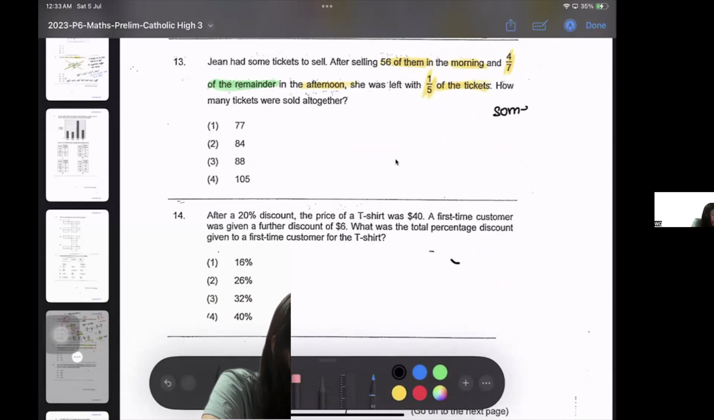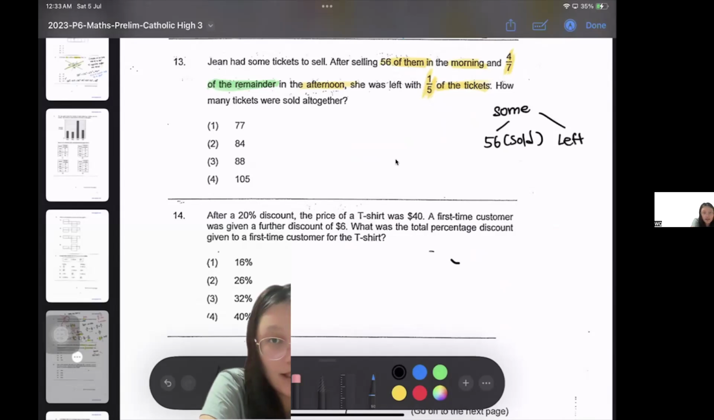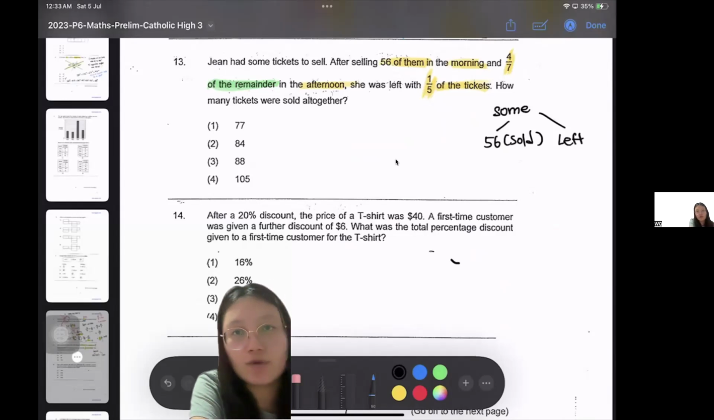Some tickets. Then after that, she sold 56 of them in the morning. Okay, and then she'll be left with some. But you don't know what fraction she's left with. So let's not write the number she's left with, let's not write that number yet.